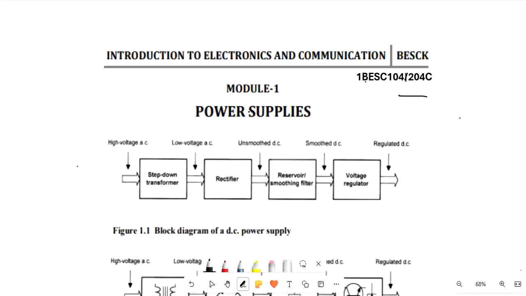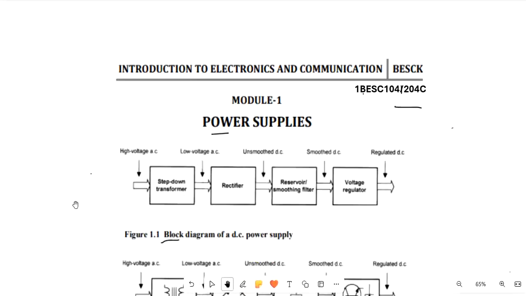The first topic in module 1 of this subject is power supply. In this we are going to study the block diagram of DC supply, where we are converting alternating current into DC current. We have 4 blocks here: a step down transformer, a rectifier as the second block, a smoothing filter as the third block, and then a voltage regulator.